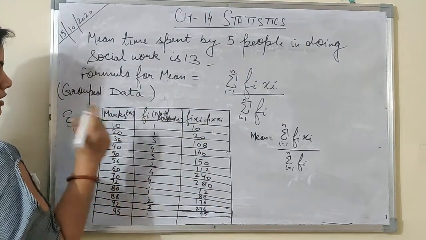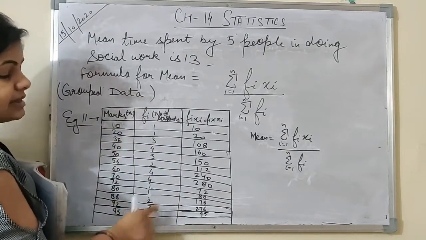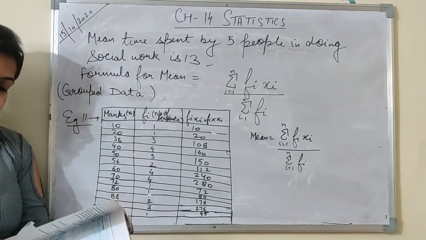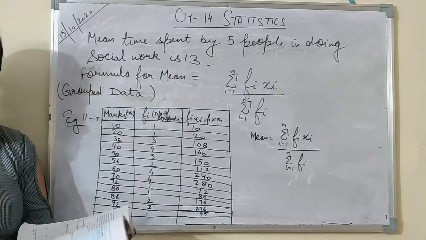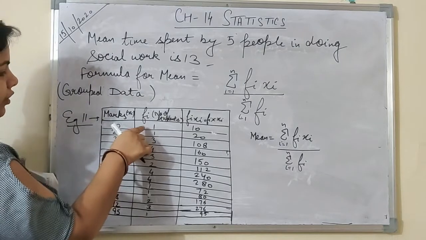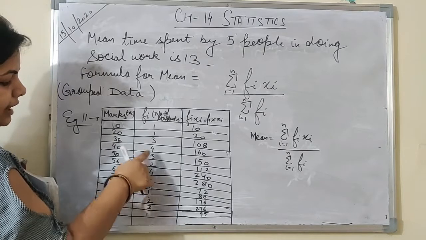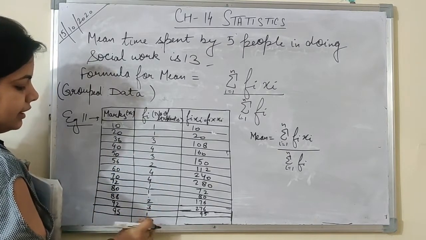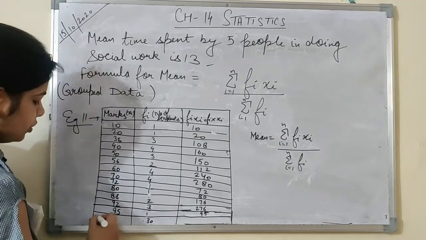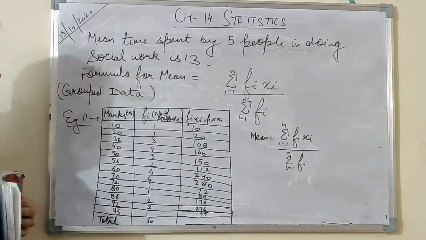First I am doing the summation of fi. Whatever sum you get by adding this will be the same as the number of observations given in the question. So if you add it, what do you get? 1 plus 1, 2, 5, 9, 12, 14. Like this, if you add it, you will get the answer 30. This is the total summation. Then for fi xi, please add it.